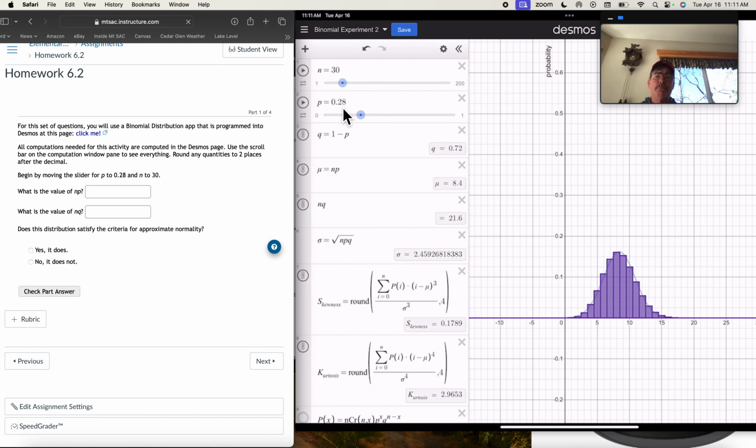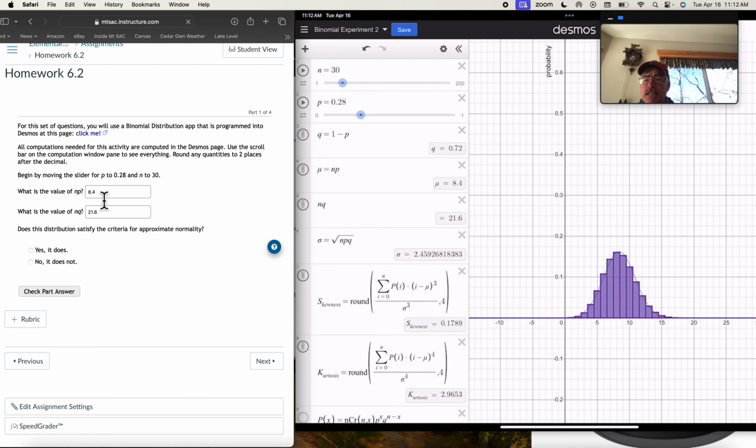The rule for normality is that the np, which is mu, and the nq, which is the mean number of failures, need to be at least 10. np is the mean number of successes. And as you can see, we have an 8.4 here. That's not big enough. So we'll go ahead and put them in. np was 8.4, and nq was 21.6. Like that.